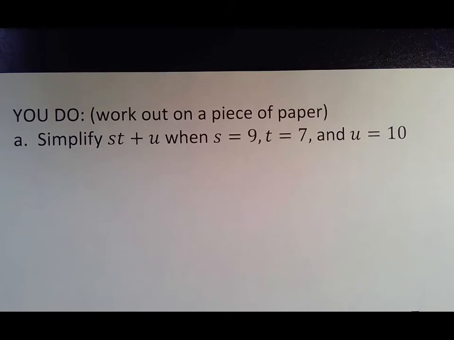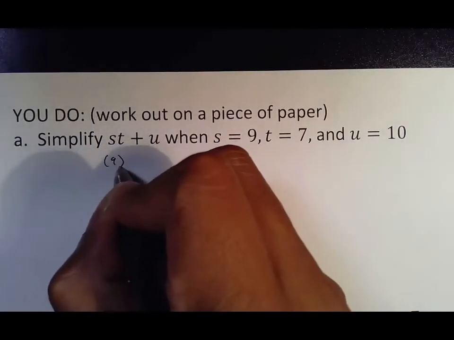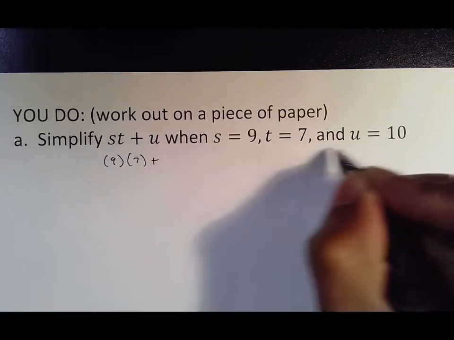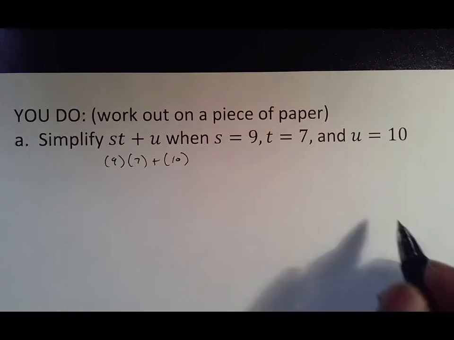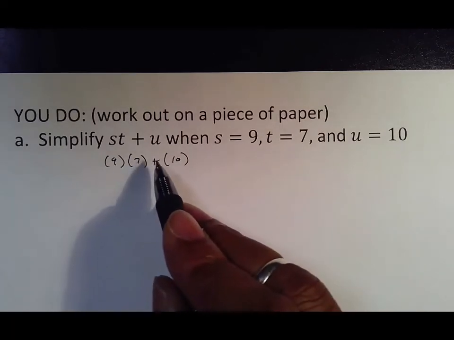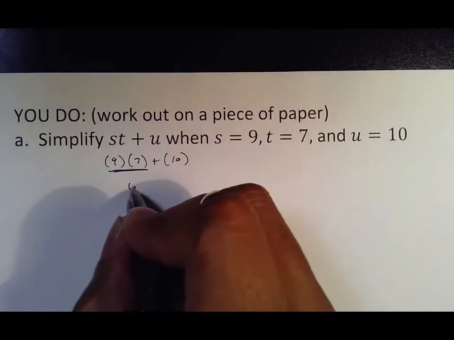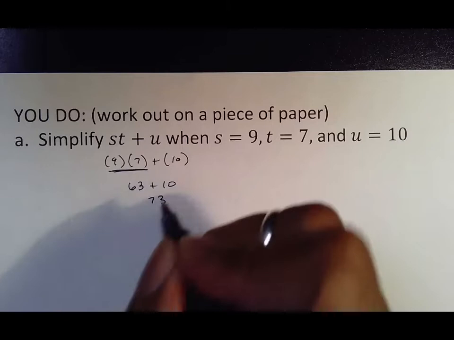I'm going to go ahead and work out the problem now. So what you should have is S turns into 9. T turns into 7. Plus comes down, but U turns into 10. You now have multiplication and you have addition. Multiplication is stronger. 9 times 7 is 63. Copy your plus 10, and then 63 plus 10 is 73.